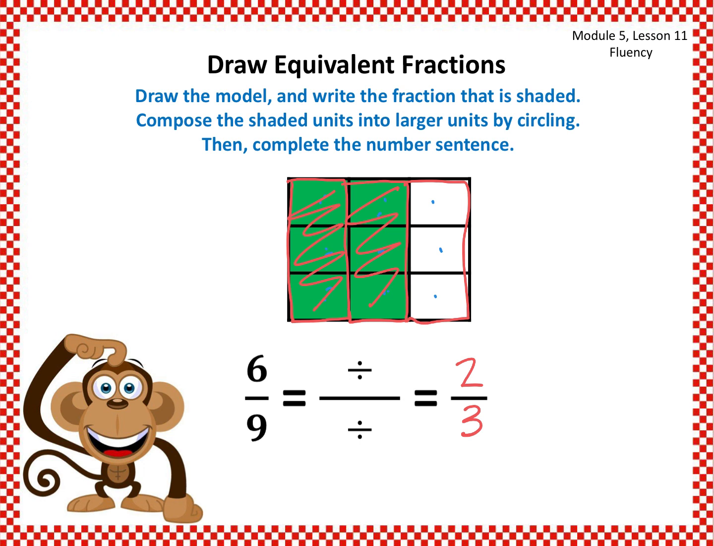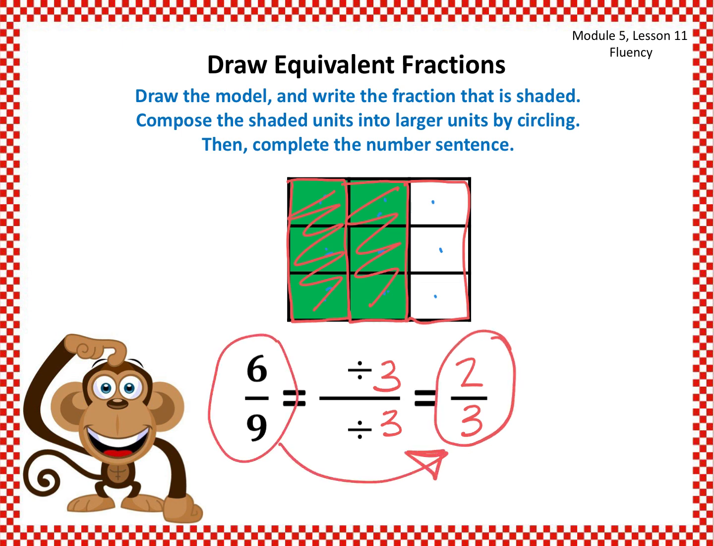So what did I divide by to get there? Well, 6 divided by 3 is equal to 2. So I know I have to do the same thing on the bottom, and 9 divided by 3 is 3. So I know I did it right. So 6/9 is equivalent to 2/3. And that is the end of Fluency, Module 5, Lesson 11.